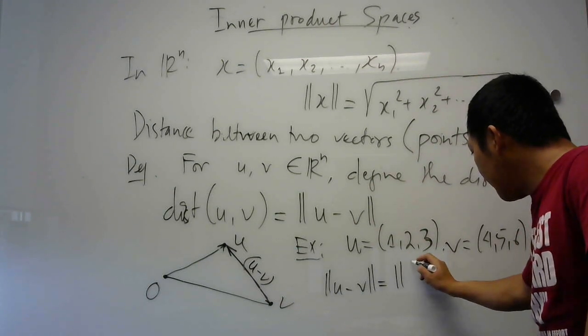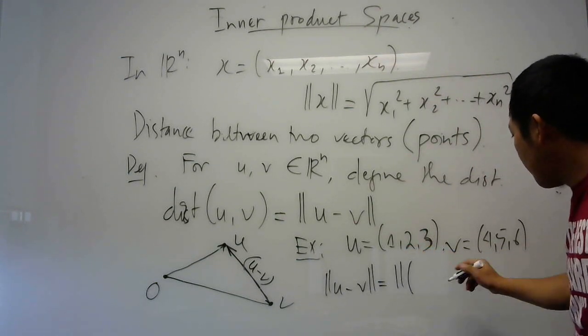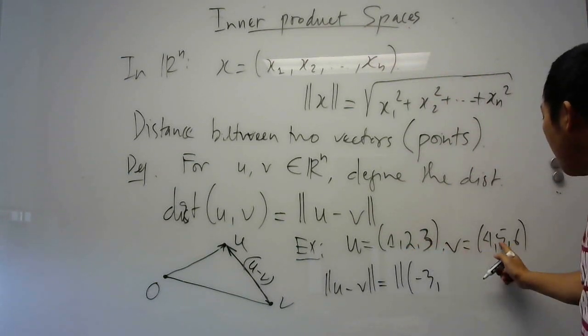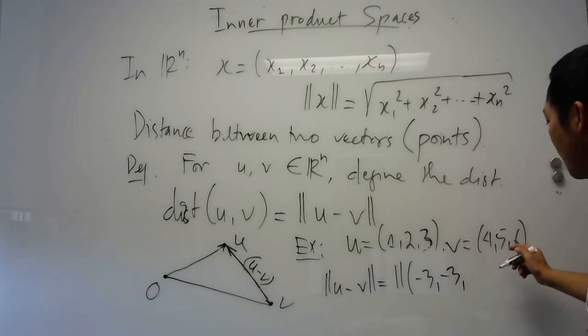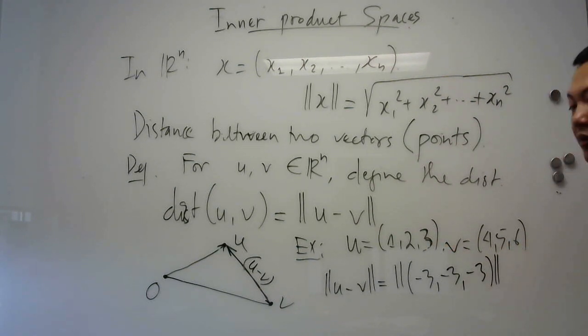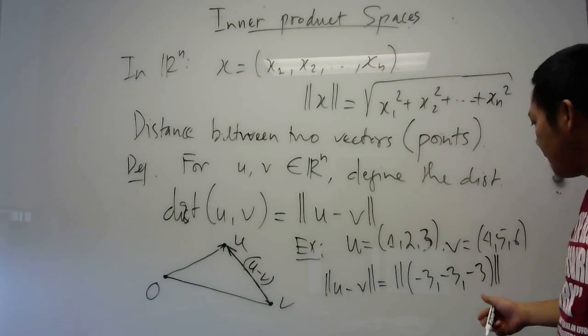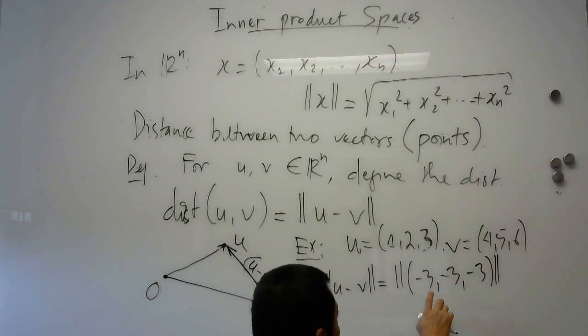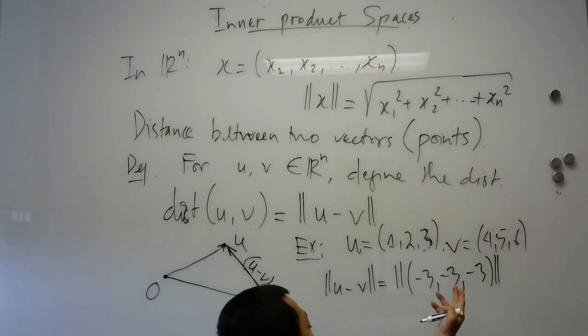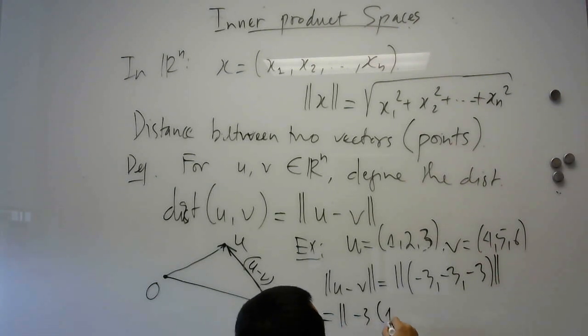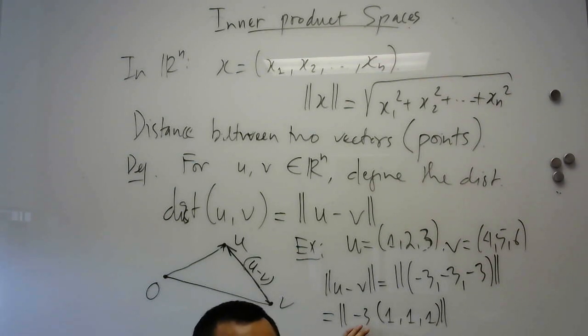Let's say I write it in this form: 1 minus 4 is negative 3, 2 minus 5 is negative 3, 3 minus 6 is negative 3. So I need to find the norm of this. Here you have negative 3, negative 3, negative 3. We can take negative 3 out, so I will have the norm of negative 3 times 1, 1, 1. When you multiply by negative 3 in here, we just take the absolute value.